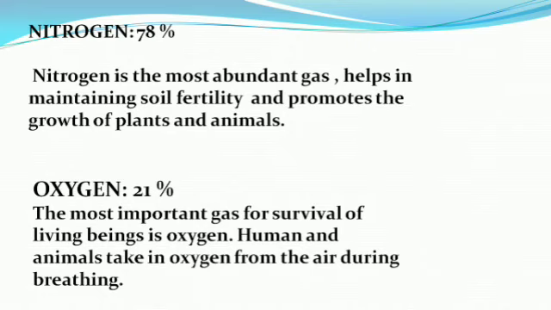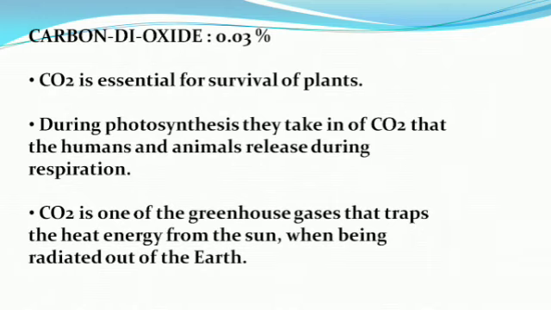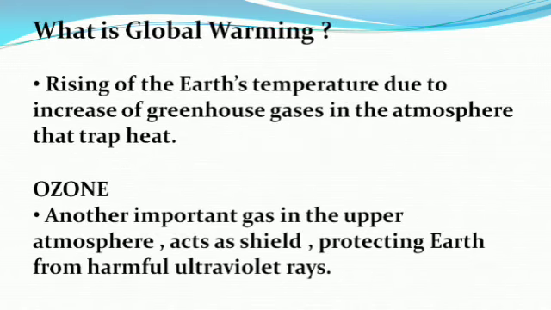It is the second most important gas for survival of living beings. Humans and animals take in oxygen from the air during breathing. Now carbon dioxide, which is 0.03%. It is essential for survival of plants. During photosynthesis, they take in CO2, that means carbon dioxide, that the humans and animals release during respiration. Carbon dioxide is one of the greenhouse gases that traps the heat energy from the sun when being radiated out of the earth.